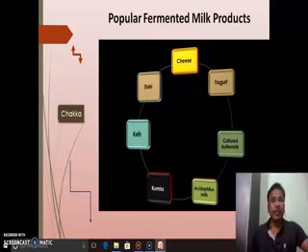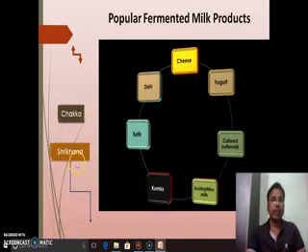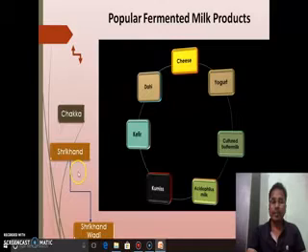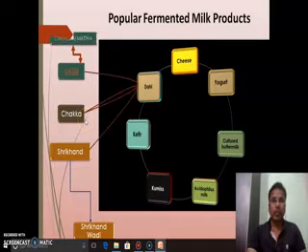And this is the dahi based product, chakka. Then this is the srikhand, which is prepared by using the chakka. And this one is the lassi, which is also prepared by using dahi, and chaj or matha, which is also prepared by using dahi.